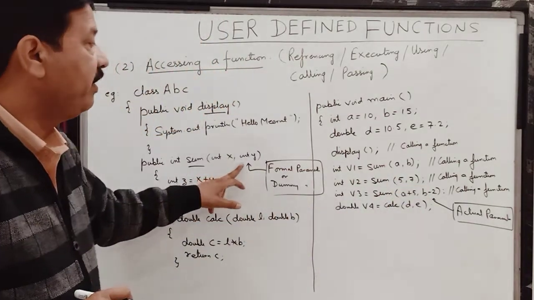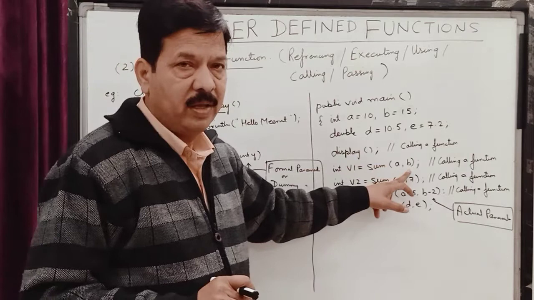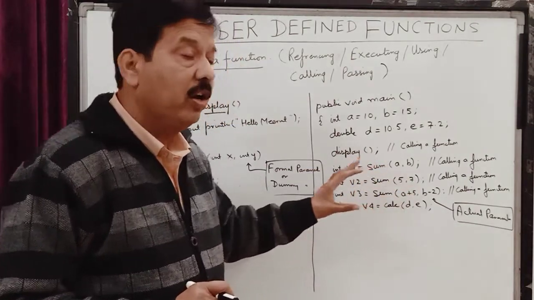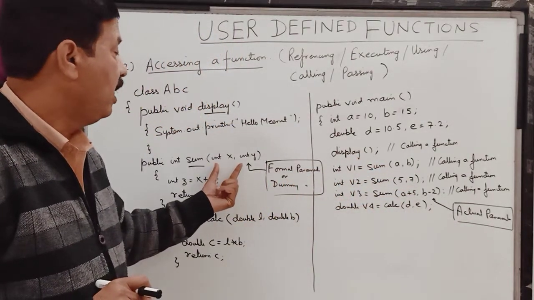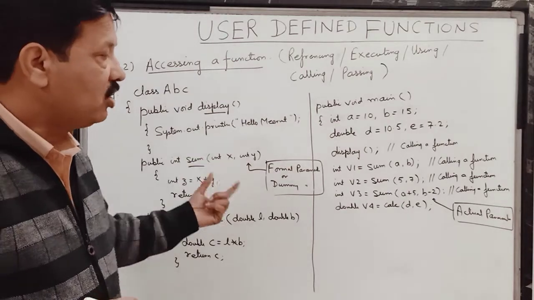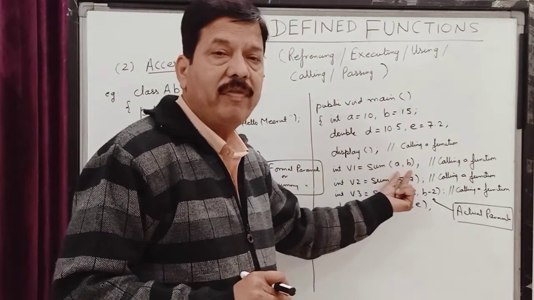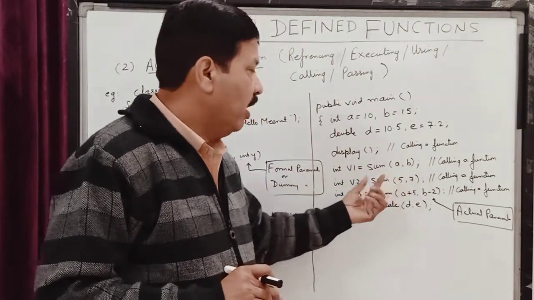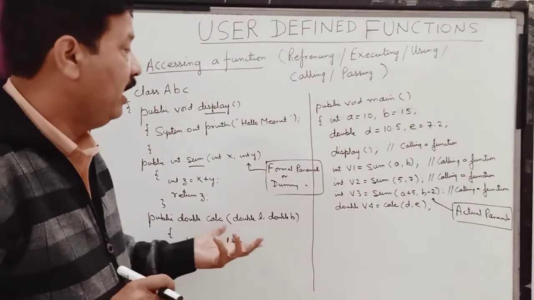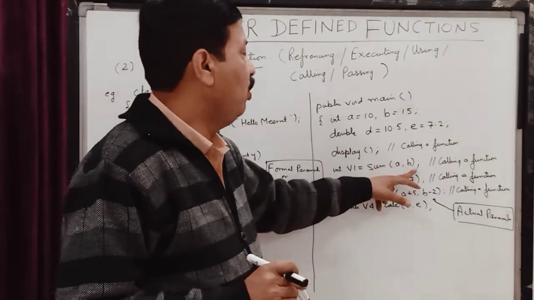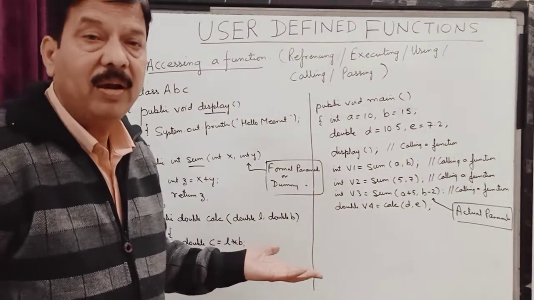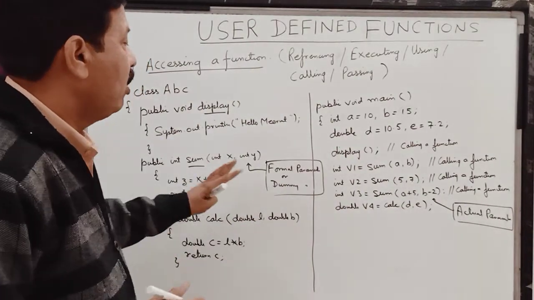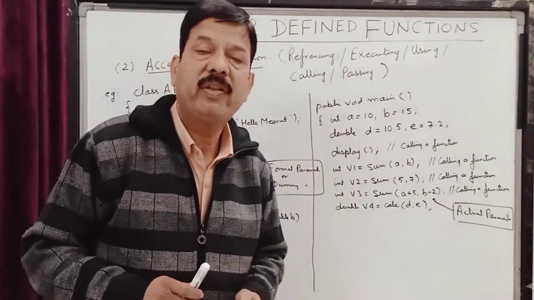Suppose this is it, then we must have two integers. This is also called the signature. So the signature of the function definition must match with the signature of the function calling. So these things are to be clear. I cannot use another variable over here and call, then the signature will become different. So children, I hope the formal parameters and the actual parameters are clear to you.